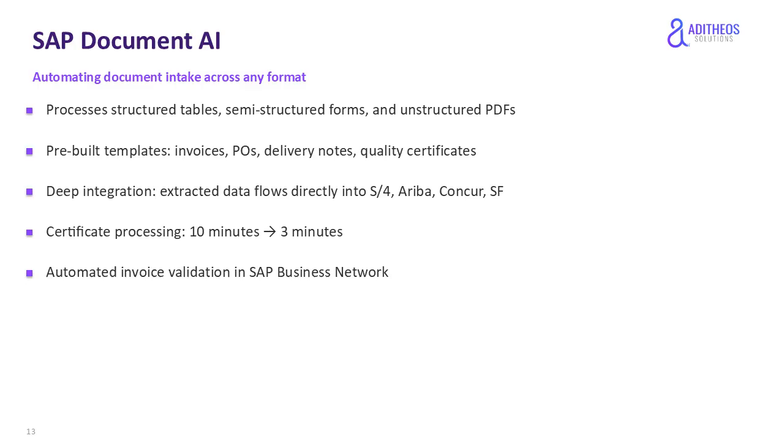SAP Document AI automates the processing of business documents regardless of format, structured tables, semi-structured forms, and unstructured PDFs or scanned images. It uses a combination of OCR, transformer models, and LLMs to extract, classify, and route document content directly into SAP application workflows. Pre-built templates cover the most common document types: invoices, purchase orders, delivery notes, quality certificates, enabling faster deployment without starting from scratch.